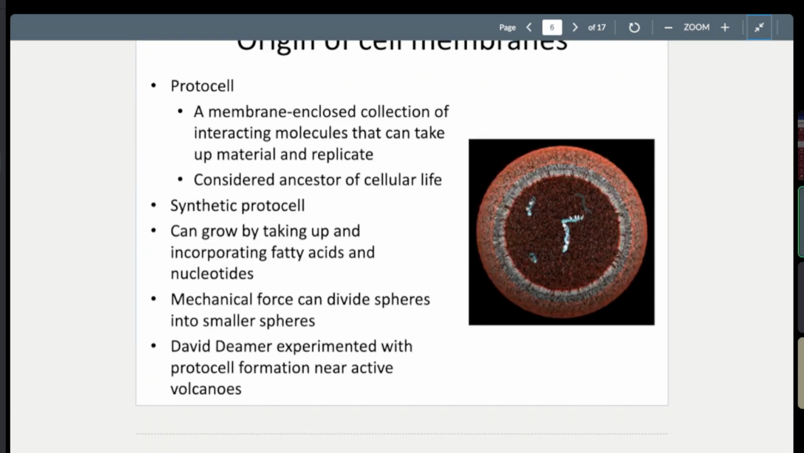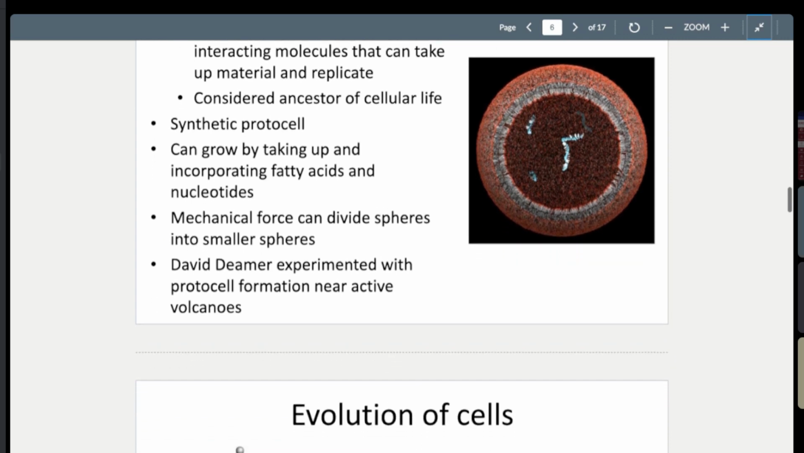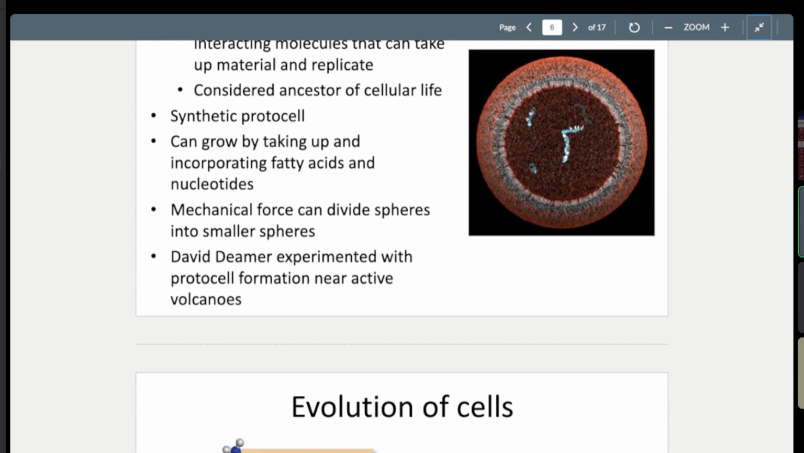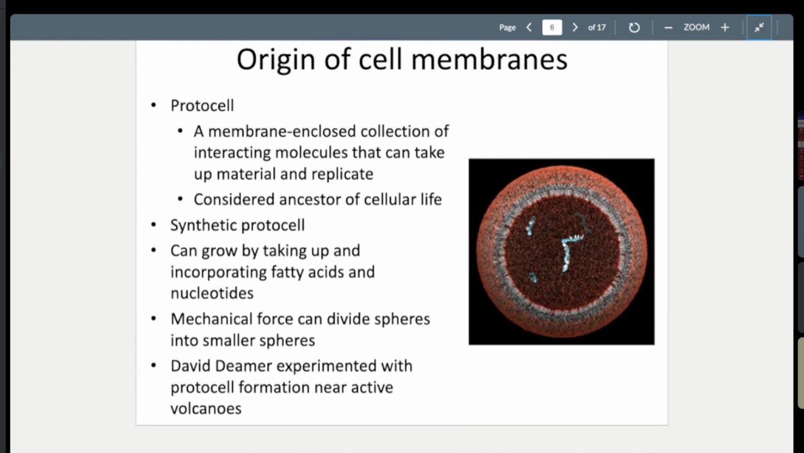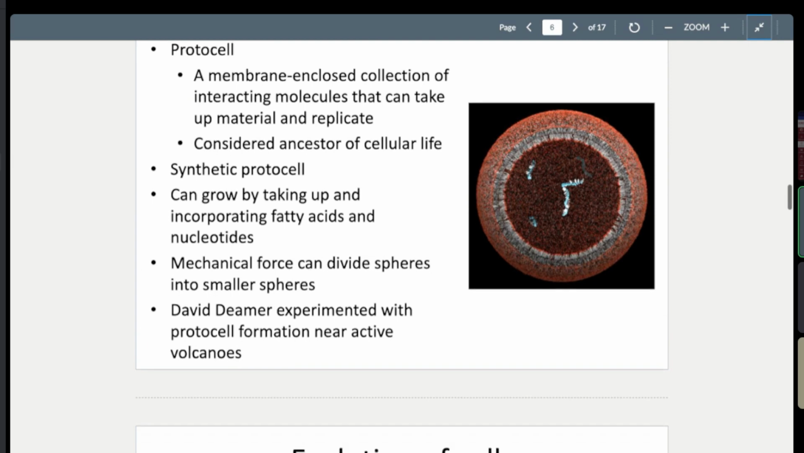The origin of cell membranes. You have protocells, which are the oldest, membrane-enclosed collections of interacting molecules that can take up material and replicate. They're considered the ancestor of cellular life. They've made synthetic protocells that can grow by taking up and incorporating fatty acids and nucleotides. David Deamer experimented with protocell formation near active volcanoes. So that's one of the ways in which we can trace back the origin of cell membranes.